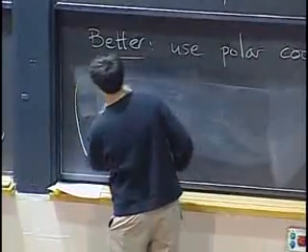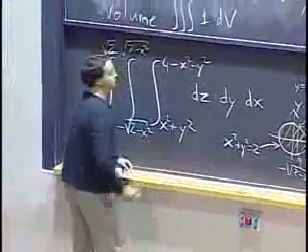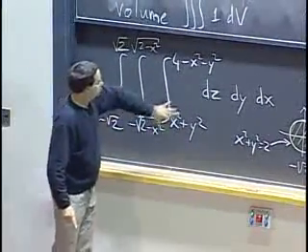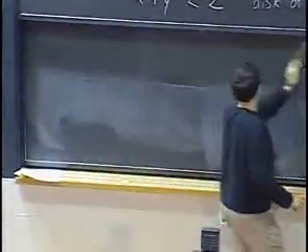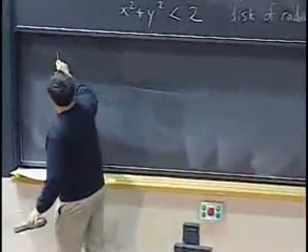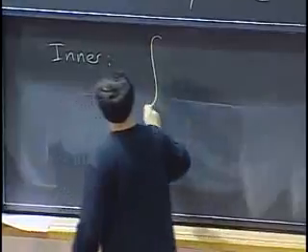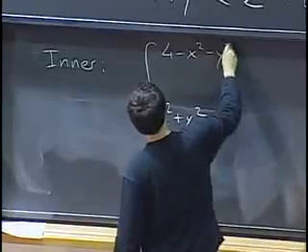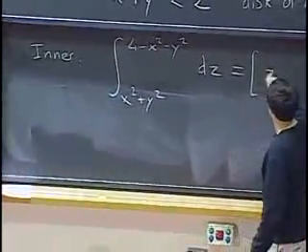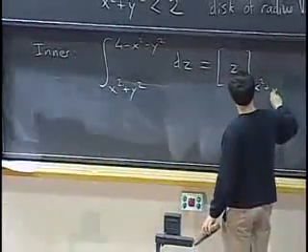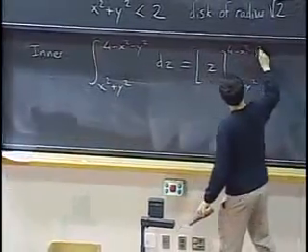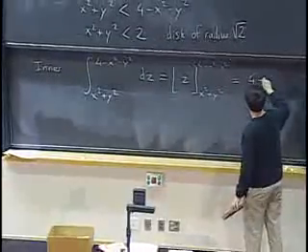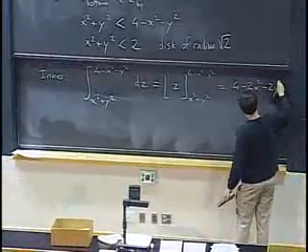Let me just point out one small thing here. If you try to compute the inner integral, you'll be integrating from x squared plus y squared to 4 minus x squared minus y squared dz. Well, that will integrate to z between these two bounds. So you will get 4 minus 2x squared minus 2y squared.